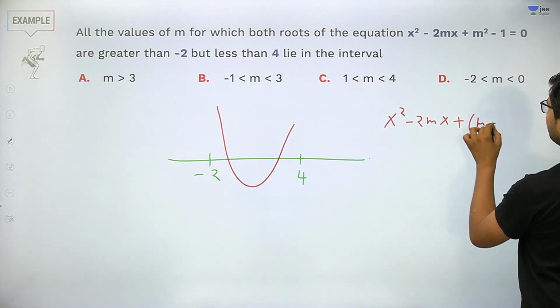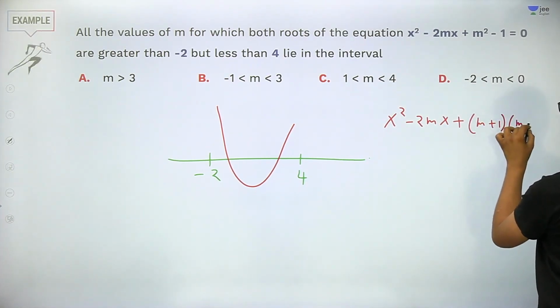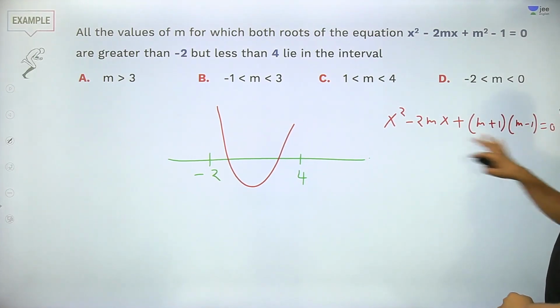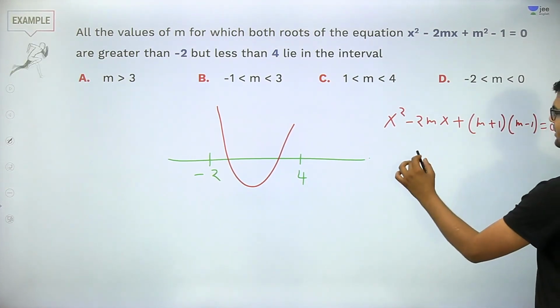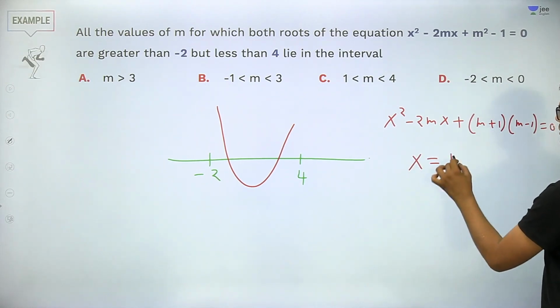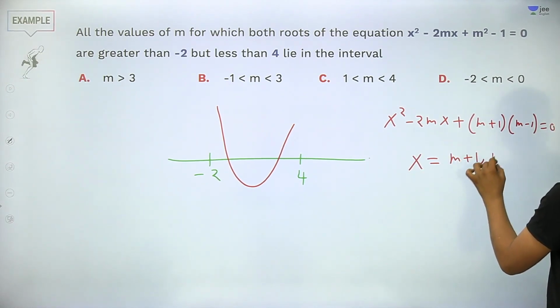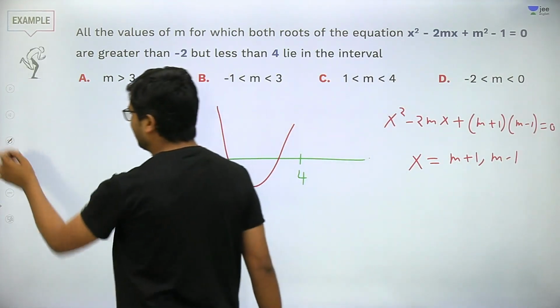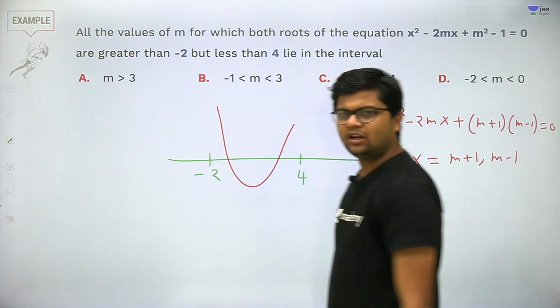m square minus 1 can be written as (m plus 1)(m minus 1) equal to 0. That is okay. Now this expression can be factorized and it will have the roots m plus 1 and m minus 1. Getting my point? Yes or no? x will come out to be m plus 1 or m minus 1.